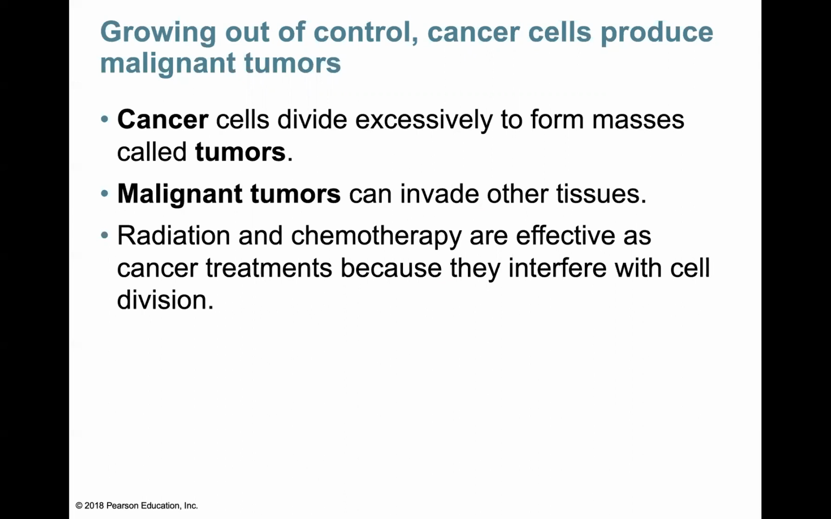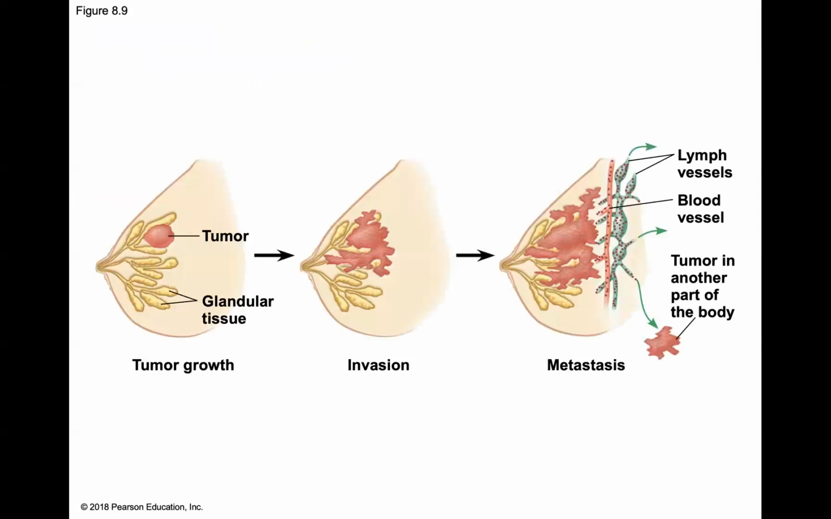And so what's happening during cancer is that these cells divide excessively and they start to form this mass that we refer to as a tumor. We refer to this tumor as being malignant when it starts to invade other tissues. And then it can continue to translocate into other parts of the body, and we refer to that as metastasis. Radiation and chemotherapy are both effective as cancer treatments because they interfere with this process of cell division. So that's something to keep in mind.